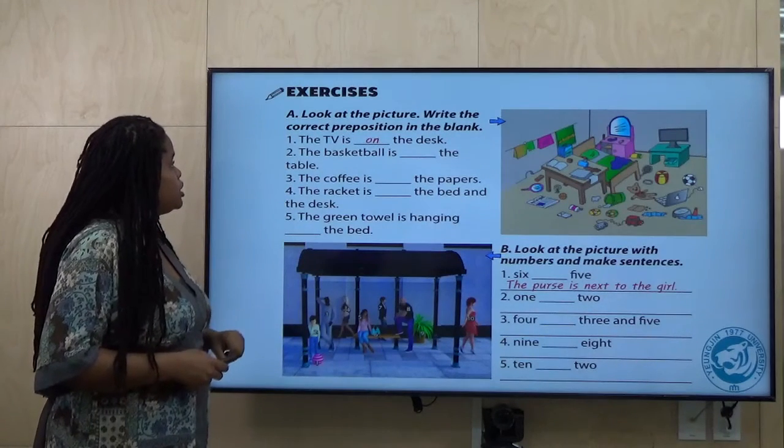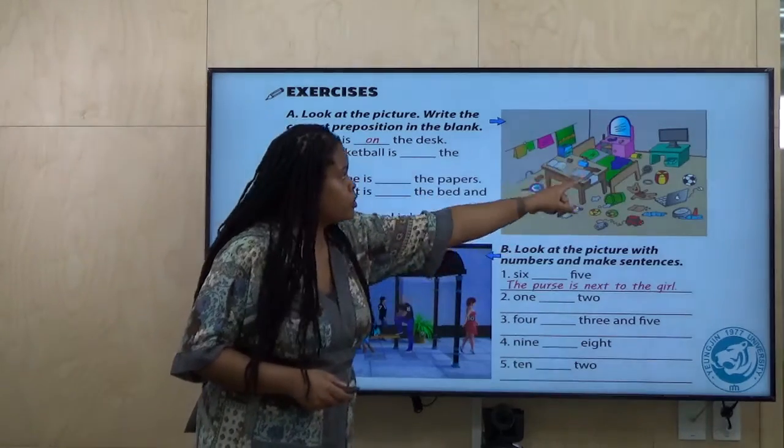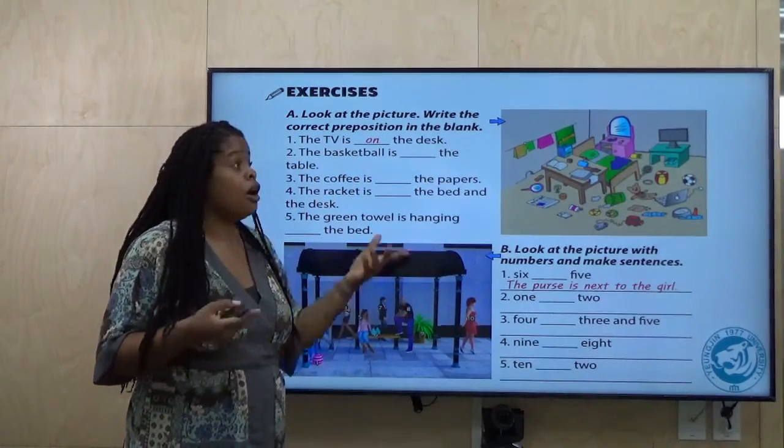So number 1, the TV is on the desk. So you go to the picture, look for the TV. Where's the TV? On the desk.